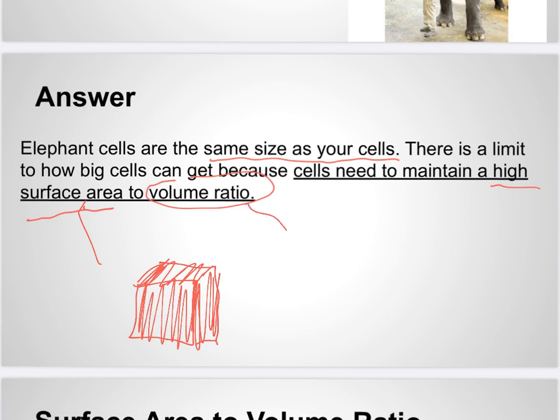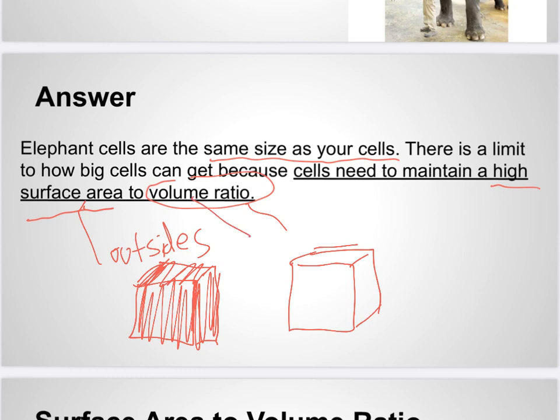Volume is how much space something takes up. So if you wanted to know the volume of your box, you could measure the length times the width times the height and figure out how much space is inside this box. So you can kind of think of the surface area as how much outsides you have, and the volume as how much insides you have. And so cells want to have a lot of outside area relative to how much inside area they have.